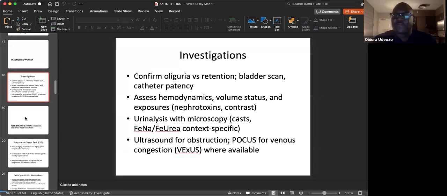Ultrasound also, if you have ultrasound in the ICU, you can do it or send them to the department. And here, you're just looking for obstruction, if there's hydronephrosis. Now, for those who are very good at POCUS, you can look for venous congestion, but then you need Doppler on your ultrasound.